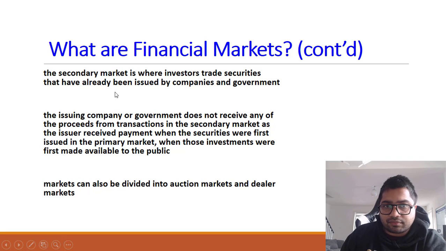Okay, the issuing company or government does not receive any proceeds from transactions in the secondary market, as issuers receive payment when securities were first issued in the primary market, when those investments were first made available to the public. Markets can be divided into auction markets and dealer markets.